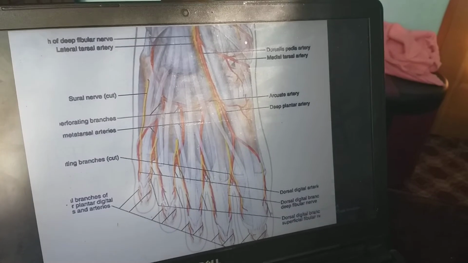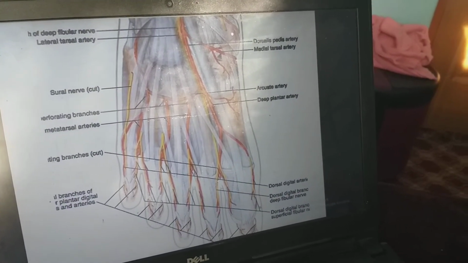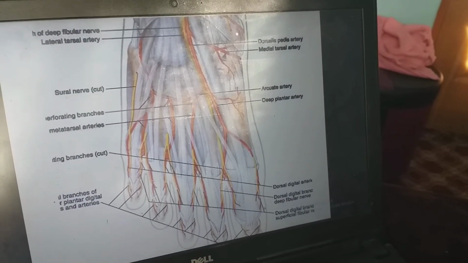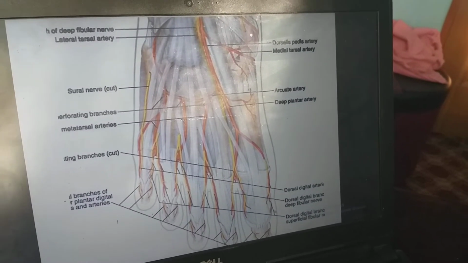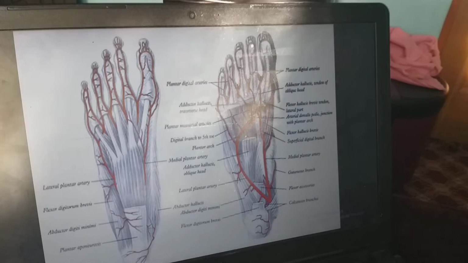Have you seen? This is simply to show you the dorsalis pedis as it is going down. It will give you the metatarsal artery. Then after that the dorsal digital artery, the dorsal proper digital artery. So up to the tip of the finger is supplied.